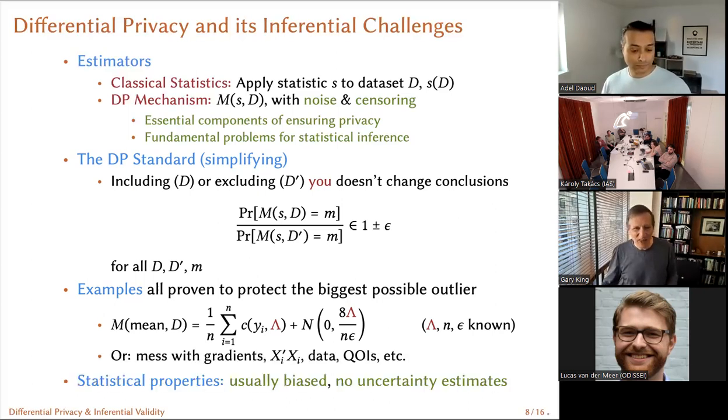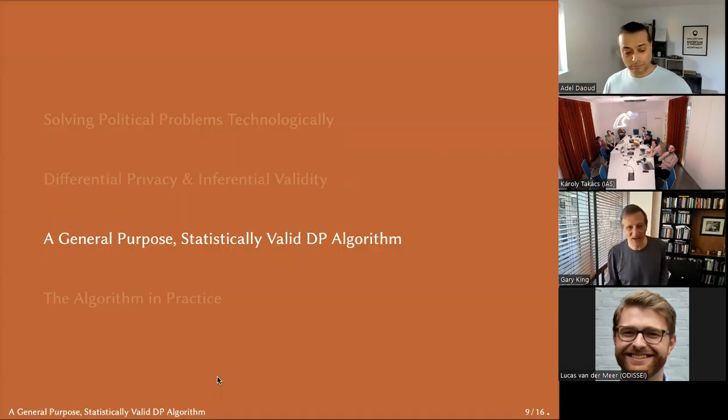The statistical properties of this kind of stuff, unfortunately, are usually biased and don't have any uncertainty estimates. So we'll have to fix that. All right, so now let me give you our general purpose algorithm that is also statistically valid.